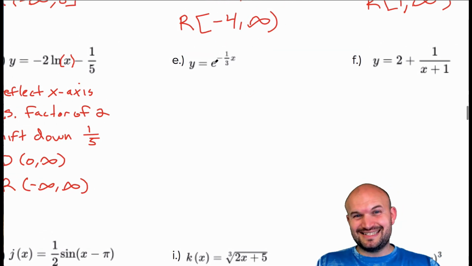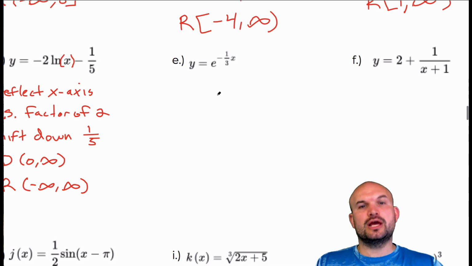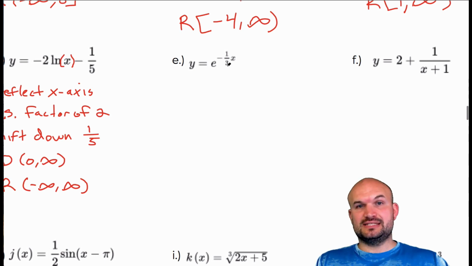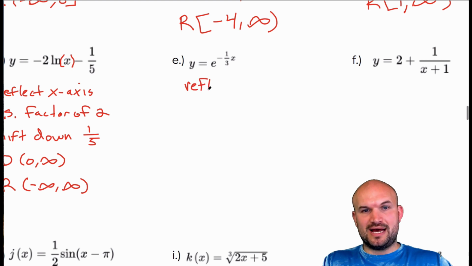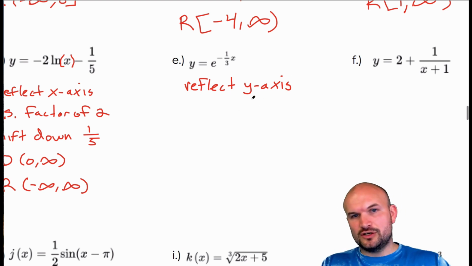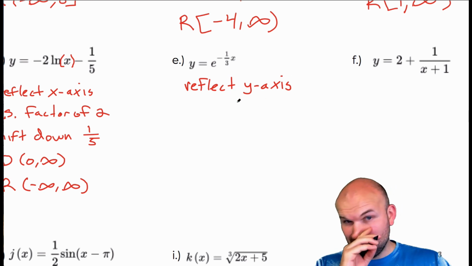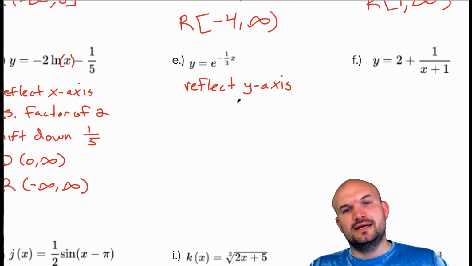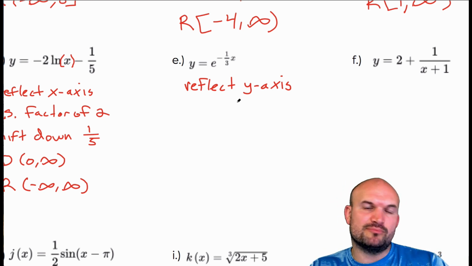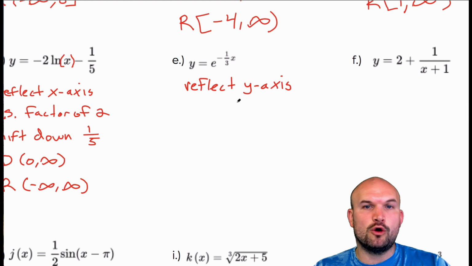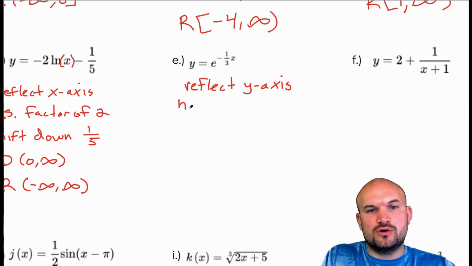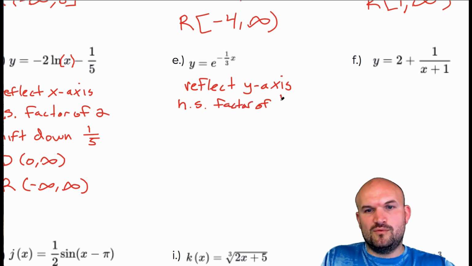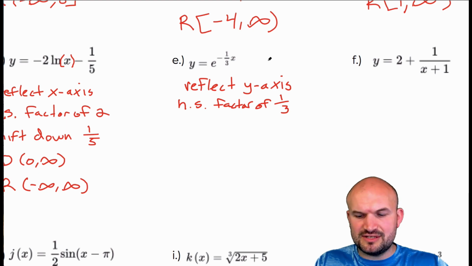All right, next example, y equals e to the negative 1/3 x. So now I have a negative on the inside, so going back, I automatically know that's going to be reflecting about the y-axis. The 1/3, this one tricks people up. If it was 1/3 on the outside, that'd be a vertical compression, but when it's 1/3 on the inside, if you go back and look at your notes, you'll notice that is going to be a horizontal stretch. So I'm just going to say horizontal stretch by a factor of 1/3.